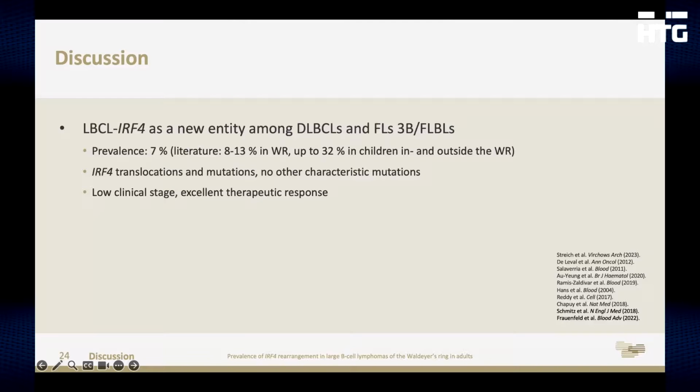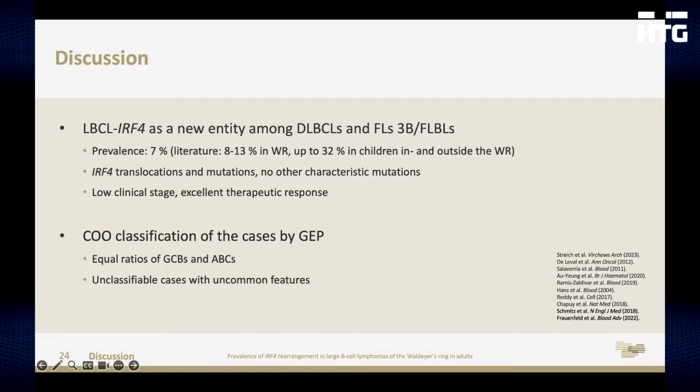Hence, we were able to confirm the findings on prevalence as well as clinical and genetical features from other studies in children and adults in and outside the Waldeyer's ring. 28 of 30 cases were assigned to a cell of origin using gene expression profiling while showing equal proportions of GCBs and ABCs. In the literature, GCB rates are reported from 40 to 62%, so this matches our data quite well. Cases which are unclassifiable by gene expression profiling are a challenge.